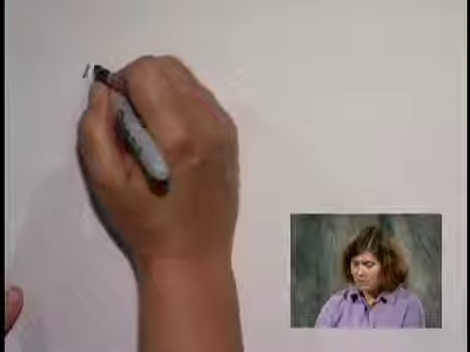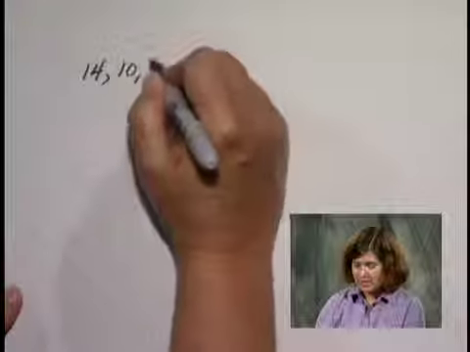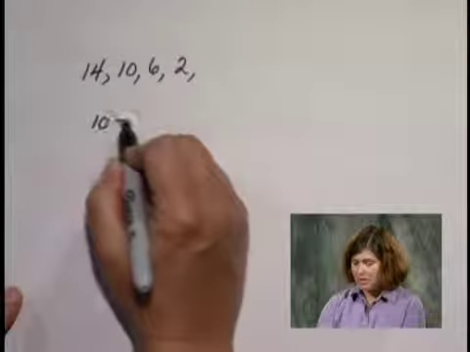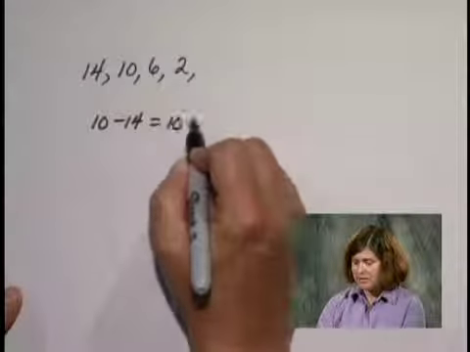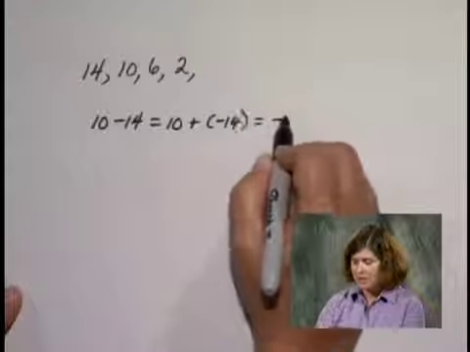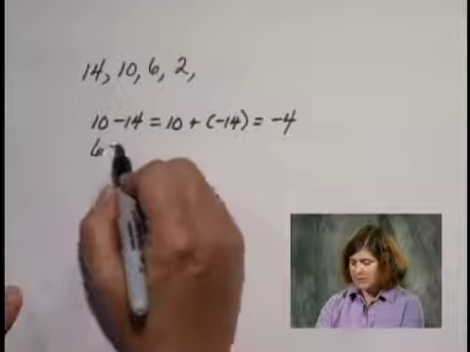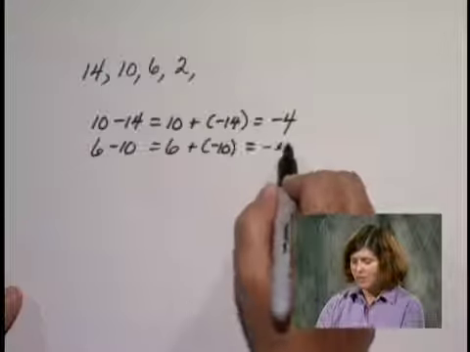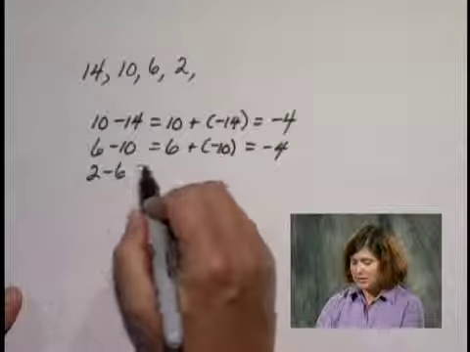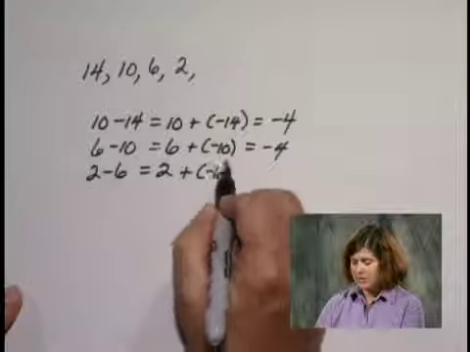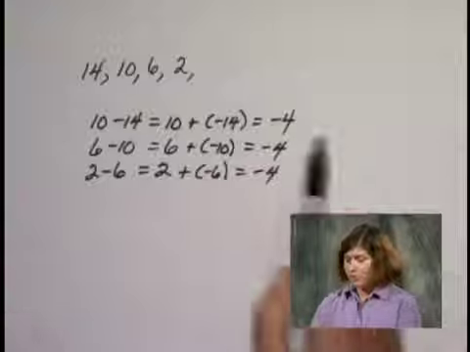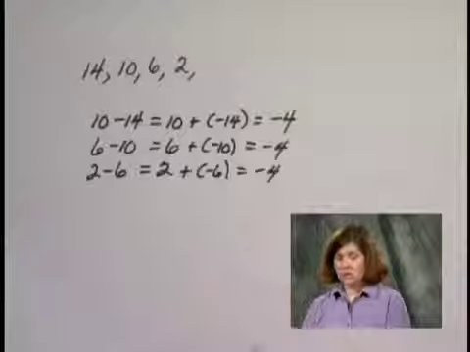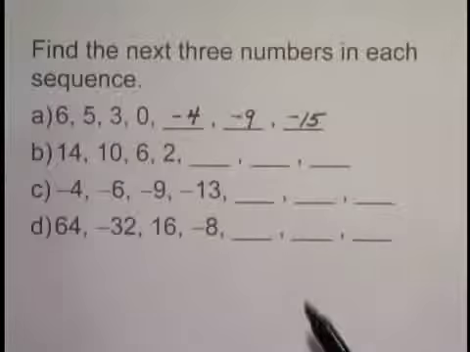It looks like 14, 10, 6, 2. So let's subtract. 10 minus 14 is 10 plus negative 14, which is negative 4. 6 minus 10 is 6 plus negative 10, which is negative 4. 2 minus 6 is 2 plus negative 6, which is negative 4. So each of these decreases by 4. So if we continue to subtract 4, we should be able to fill in some more numbers in the sequence.